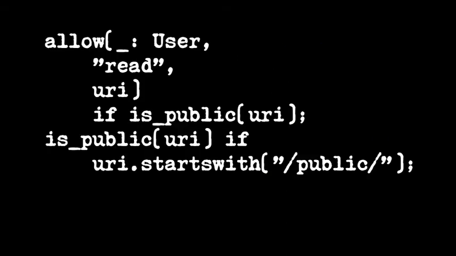Just checking if the URI starts with public is brittle. So let's make is_public its own predicate. Hey, you said this was declarative. It is. We're just defining what makes allow true. Public things are allowed. So what makes something public is what is_public tells us.